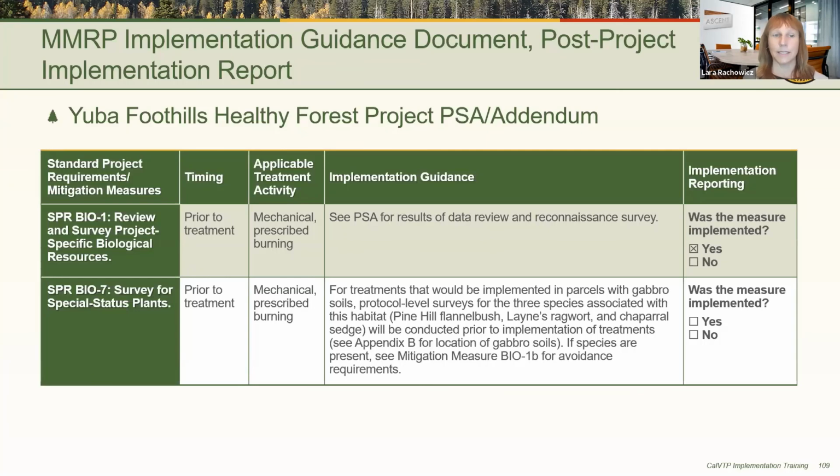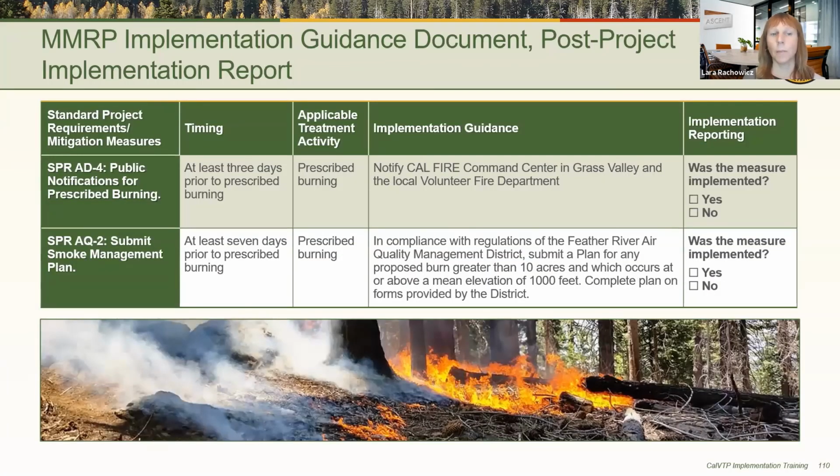Next slide, please. So here are a couple more examples from the implementation guidance table. SPR AD4 contains requirements related to public notification for prescribed burning. So the guidance helps with implementation by providing the specific agencies that need to be notified. In this case, the Grass Valley CAL FIRE Command Center and the local volunteer fire department.